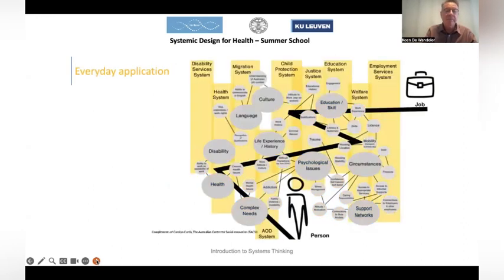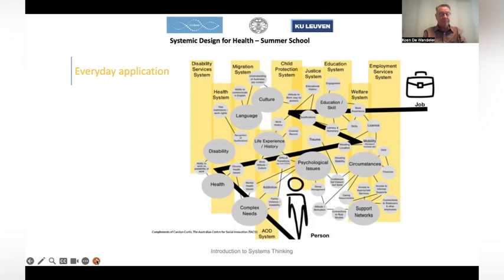And all these systems have connections with a whole set of subsystems. Now, if we then look at the way that the systems are involved in finding another job, we come to 7 or 8 different systems: the disability services, the health system, the migration, the child protection, the justice system, the education system, the welfare system, and the employment services system. All that to find a job.